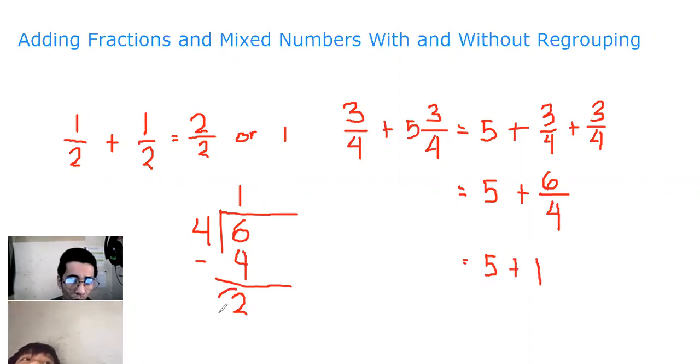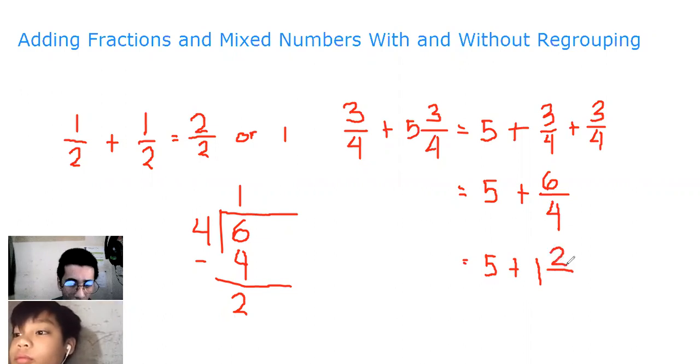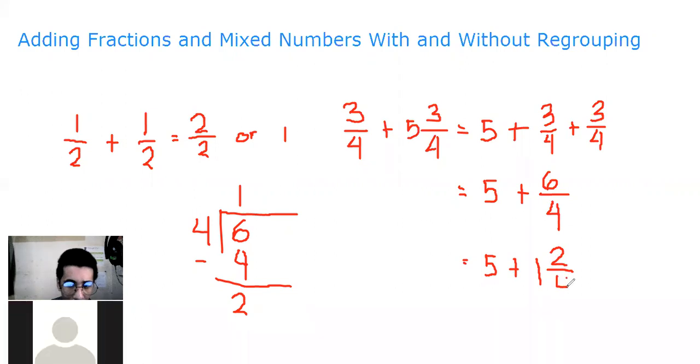Then, si 2, yung remainder na 2, that will be our numerator. Yung remainder na 2, siya yung ating magiging numerator. Then, si 4, siya naman yung magiging denominator natin. Same lang din. Kung ano yung divisor natin, siya yung ating magiging denominator. Then, magpa-plus na ulit tayo.